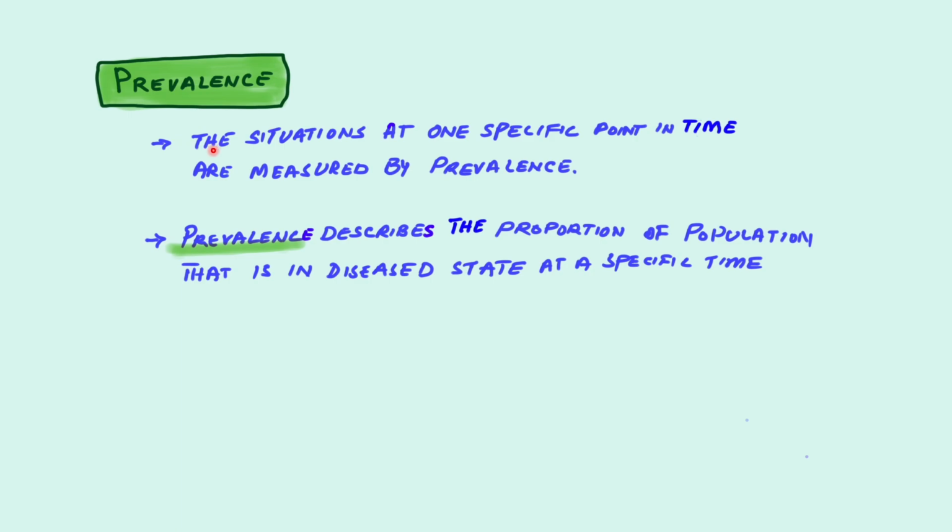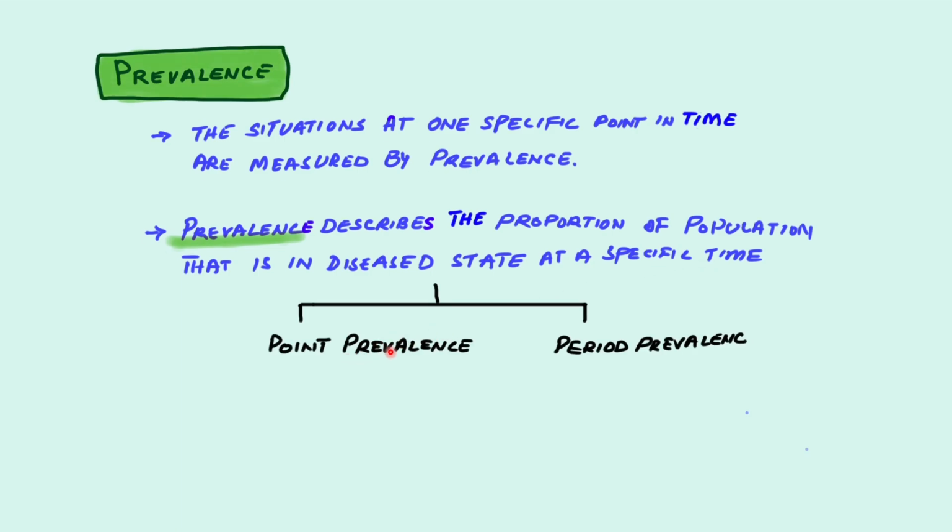The disease status of a population at a specific point in time is measured by prevalence. Prevalence describes the proportion of a population that is in a diseased state at a particular point in time. There are two types of prevalence: point prevalence and period prevalence. However, the most commonly used type is point prevalence.